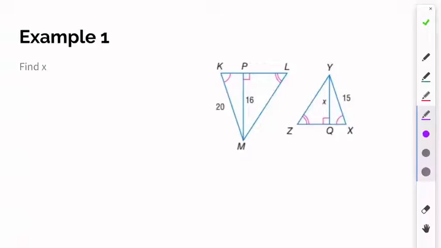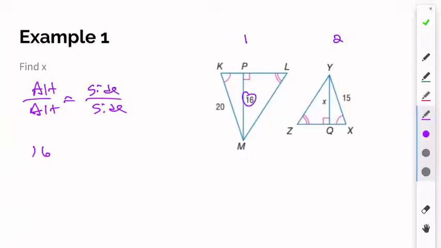Okay, so remember, it doesn't matter which order you go in, just got to keep it straight. So altitude over altitude has to be equal to side over side. So let's do this. I'm gonna make this my triangle 1, triangle 2. So my altitude of triangle 1 is 16. My altitude of triangle 2 is x. I don't know that. That's what I'm solving for.